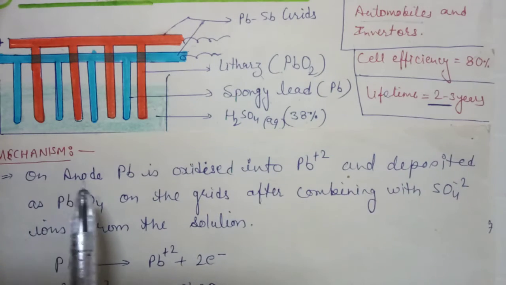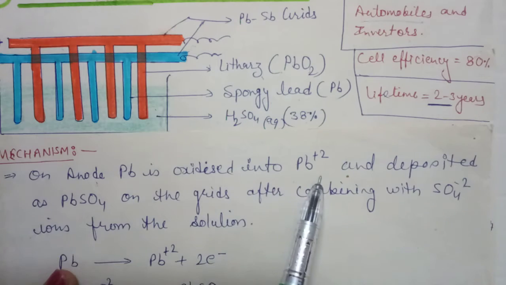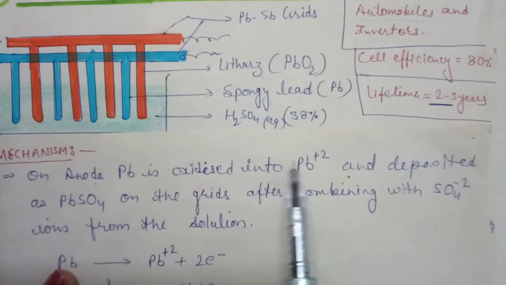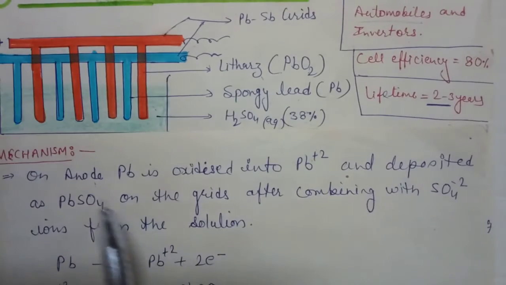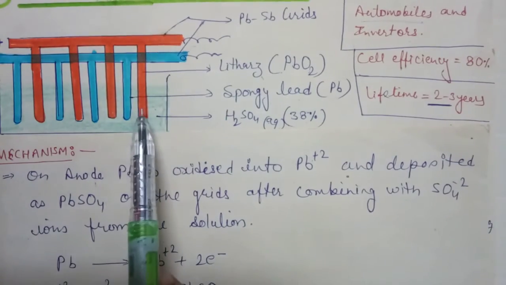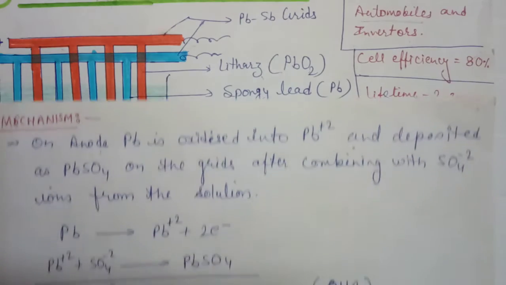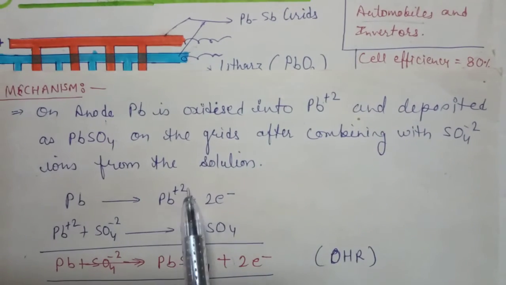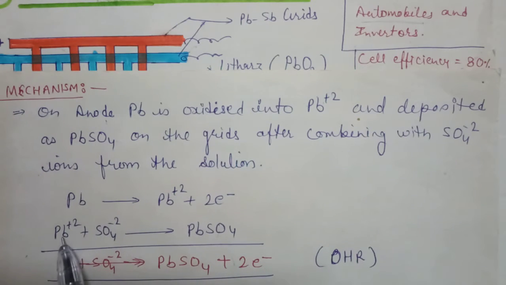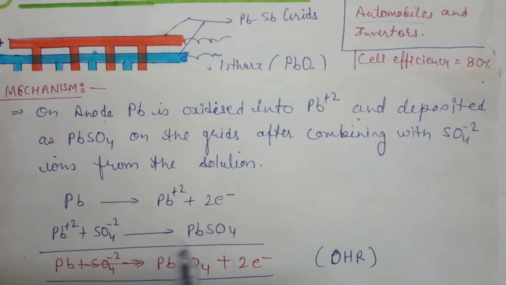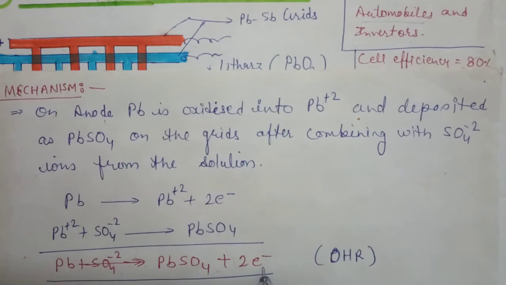Okay, first of all, on the anode, Pb is oxidized. This Pb, spongy lead, is oxidized into Pb plus 2, and these Pb plus 2 ions will come in contact with H2SO4 solution. So PbSO4 will form and will be deposited on the grids. So at the anode, Pb gives Pb plus 2 and 2 electrons, and these Pb plus 2 ions combine with SO4 minus 2 ions to make PbSO4. So the total anodic reaction will be Pb plus SO4 minus 2 is equal to PbSO4 plus 2 electrons.